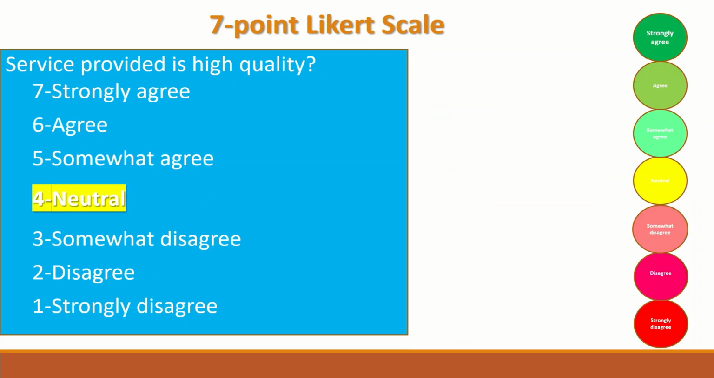Now, the 7-point Likert scale is another scale that can be used, which gives the individual an option to choose a neutral option, and it goes from 1 to 7. Number 4 is neutral, number 1 is strongly disagree, and number 7 is strongly agree.